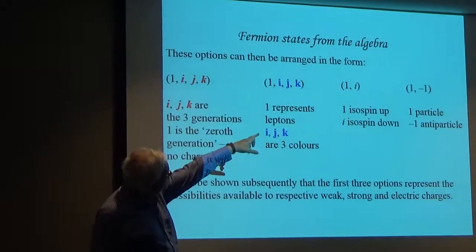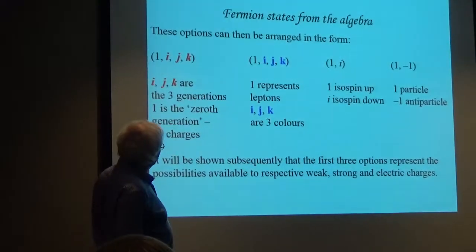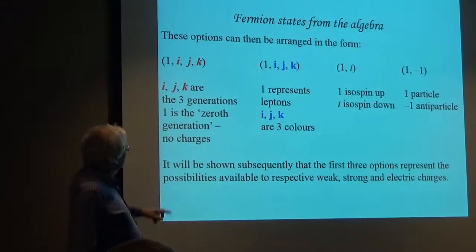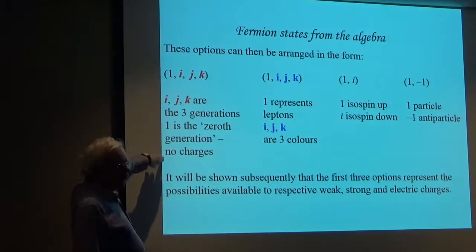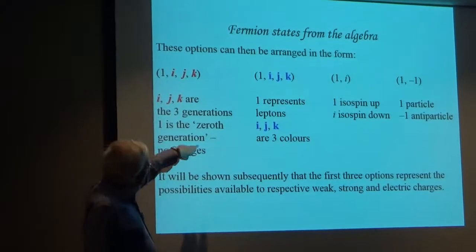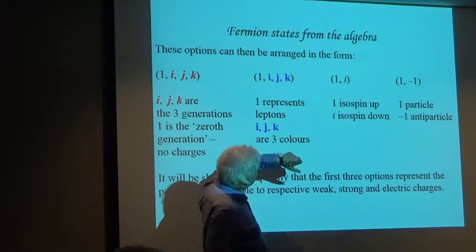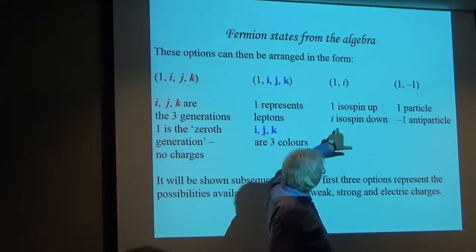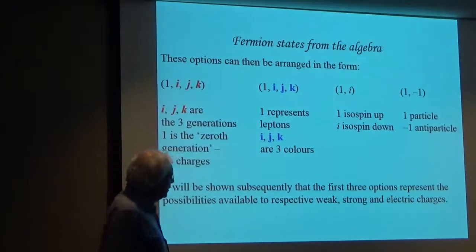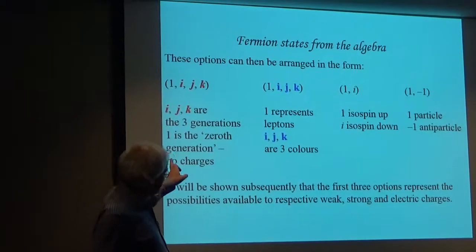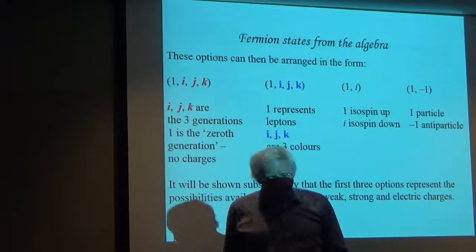Quaternions, vectors, complex numbers, real numbers, 1 and minus 1. And IJK, the 3 generations, one is like a zeroth generation, there's no charges there. One represents leptons, IJK, 3 colours. Isospin up, isospin down, particle and antiparticle. And this is weak, that's strong, that's electric, the way it works now.